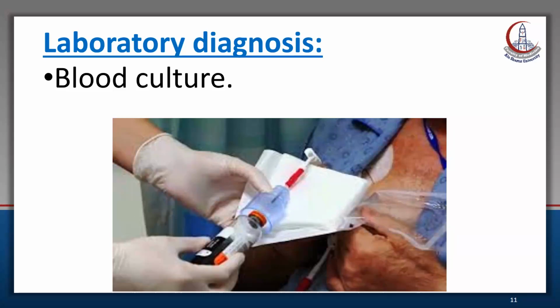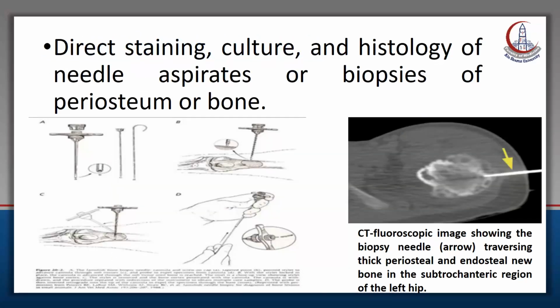Laboratory diagnosis, we do some investigations. One of them is blood culture, as there is a bacteremia, especially in the hematogenous blood spread of osteomyelitis. Direct staining and culture, needle aspirate or biopsy from the affected bone, for histology and pathology of the periosteum and or the bone.